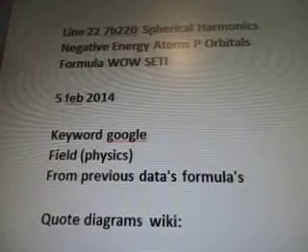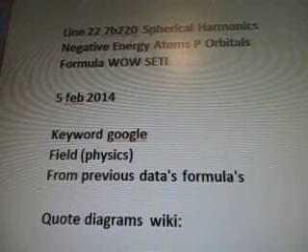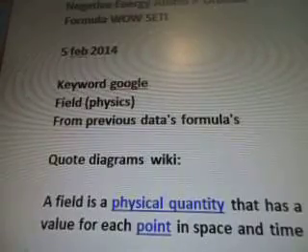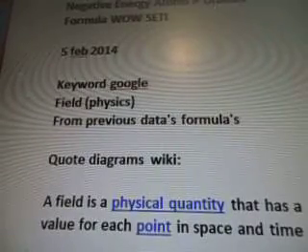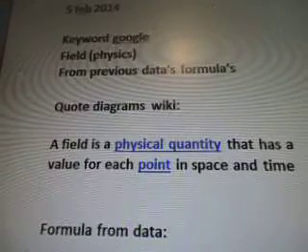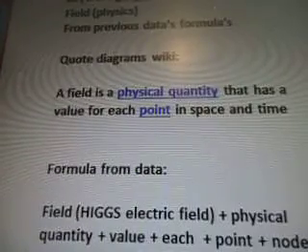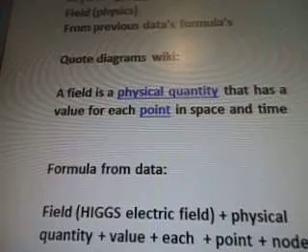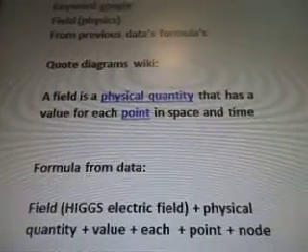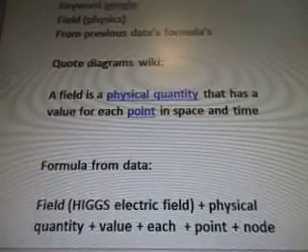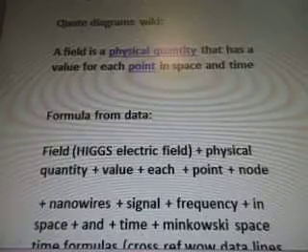Okay, and the other video was line 22, 7B220, spherical harmonics, negative energy, atoms, p orbitals, formula, wow Seti. So February 5th, 2014, the keyword to Google is field physics from my previous videos, data's formula. Quote, diagram from wiki: A field is a physical quantity that has a value for each point in space and time. Formula from the data.